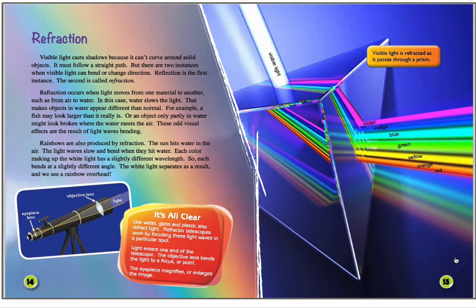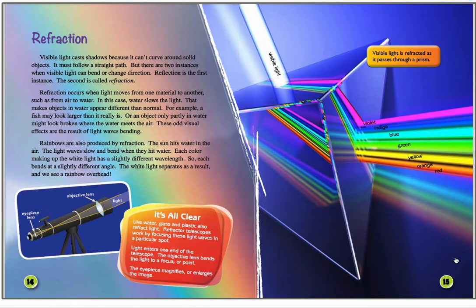In this case, water slows the light. That makes the objects in the water appear different than normal. For example, a fish may look larger than it really is, or an object only partly in the water may look broken where the water meets the air. These odd visual effects are the result of light waves bending.